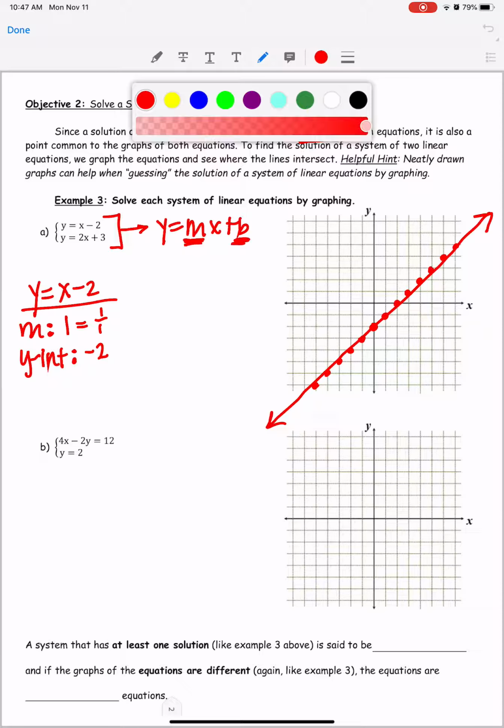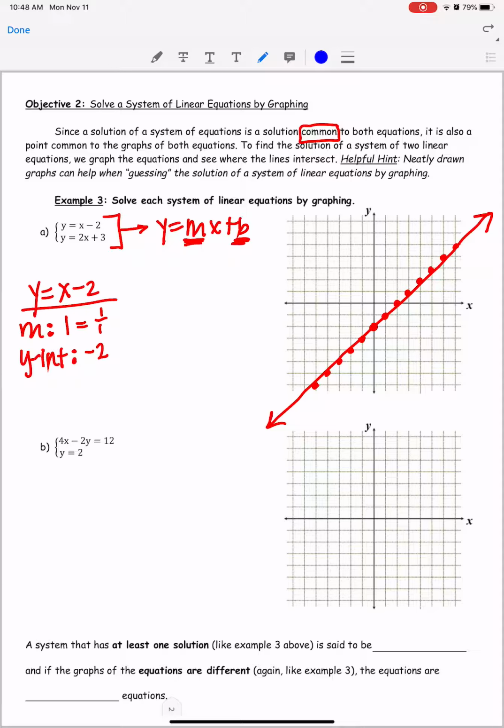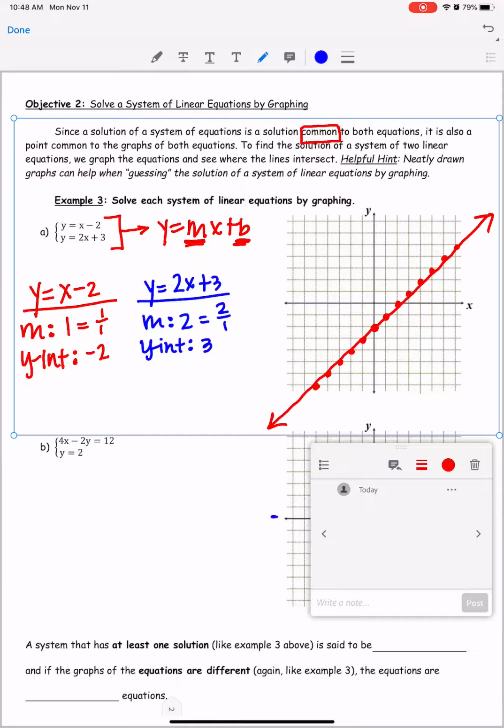So now, my second equation is y equals 2x plus 3. So now, my slope is 2, and again, I need that as a fraction. So that is 2 over 1. And then my y-intercept is whatever is at the end of this, so in this case 3. So I'm going to start at my y of 3.